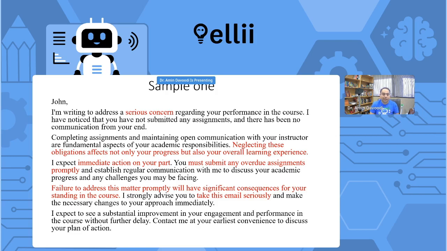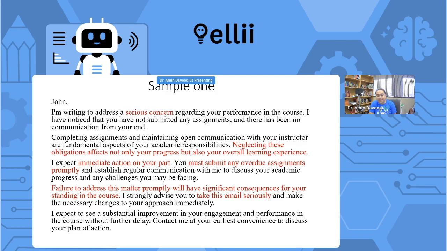Okay, so I assume that at least you got a chance to look at this sample. So let's just read it together. John, I'm writing to address a serious concern regarding your performance in the course. I've noticed that you haven't submitted any assignments and there has been no communication from your end. Completing assignments and maintaining open communication with your instructor are fundamental aspects of your academic responsibilities. Neglecting these obligations affects not only your progress, but also your overall learning experiences. I expect immediate action on your part.